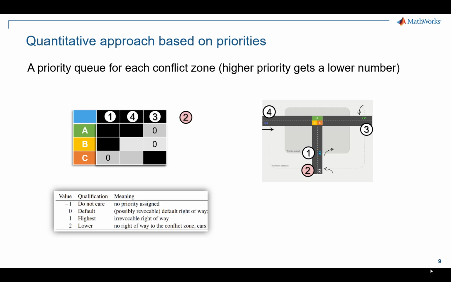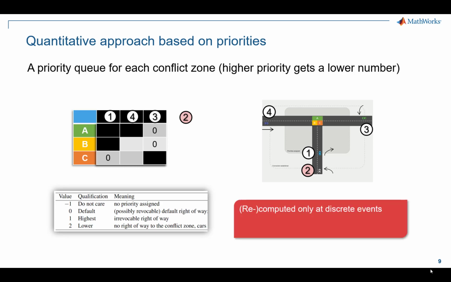So for all other cases where there is contention, where there are at least 2 cars asking for a particular conflict zone, we use the numbers 1 and 2. So the car that has the 1 priority can go, and the car that has 2 priority must yield to the other car. And these priorities are not computed continuously.